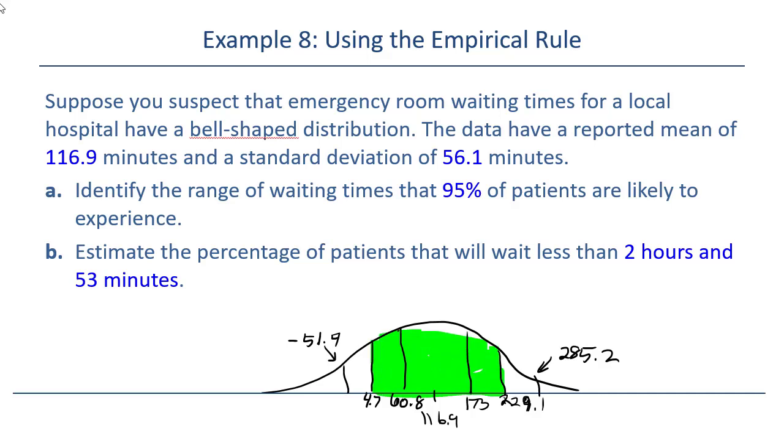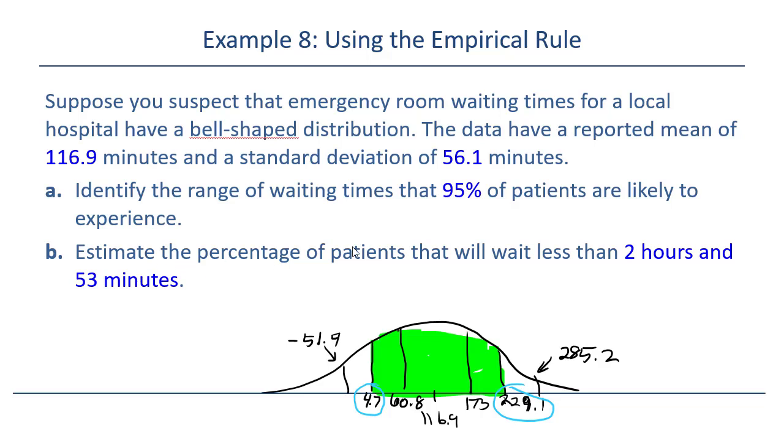There to there. Or more precisely, from 4.7 up to 229.1. That would be the range of waiting times for 95% of their patients. So we could basically say 95% of their patients are likely to wait somewhere between 4.7 minutes and 229.1 minutes, which is a lot of time, right? That's almost 6 hours.